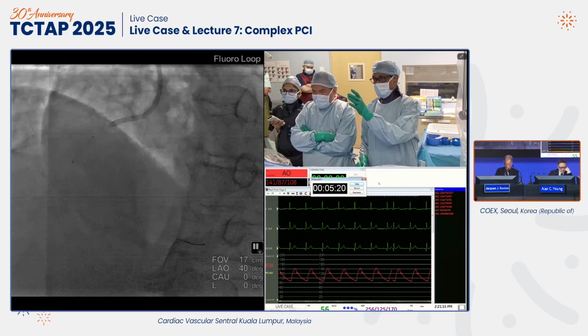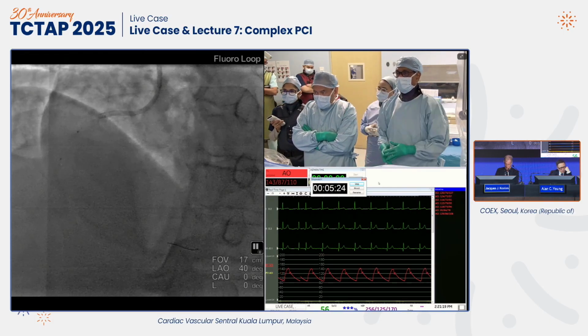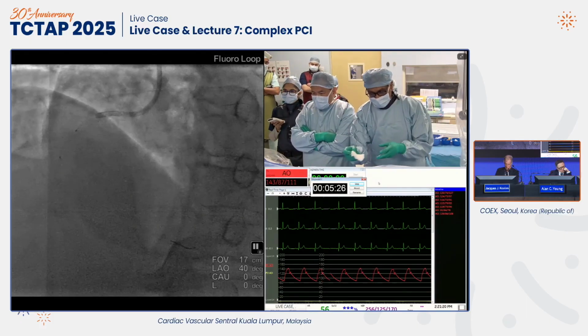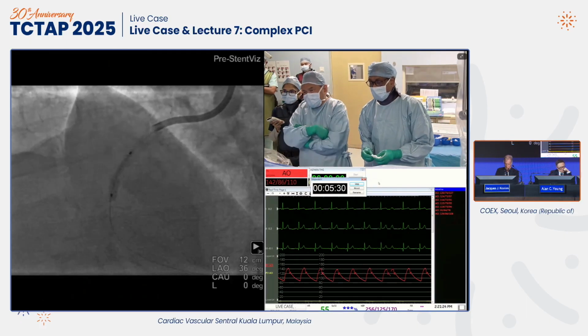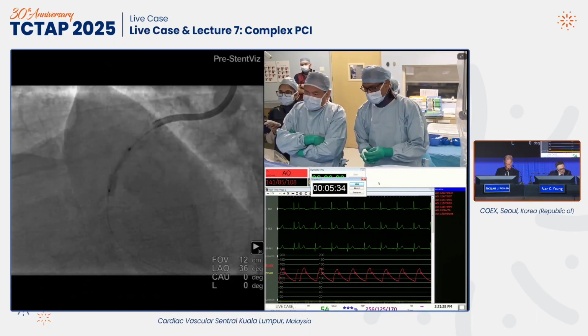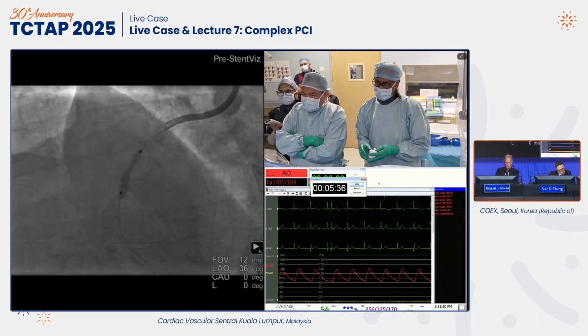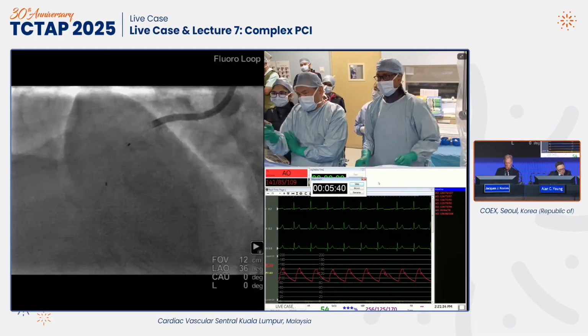Following which, we were able to advance the balloon, and what we normally do is advance up to 5 atmospheric pressure and then hold it on for about 20-30 seconds. You need to do multiple inflations. The good thing about this is you can do as many inflations as you want and you are not limited.